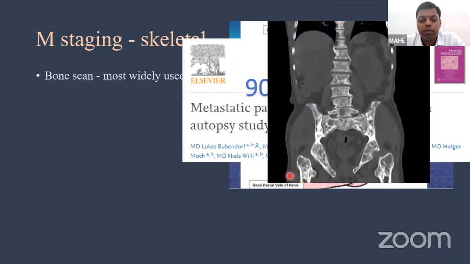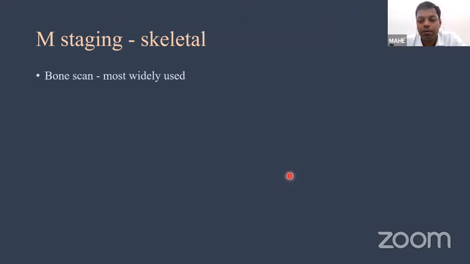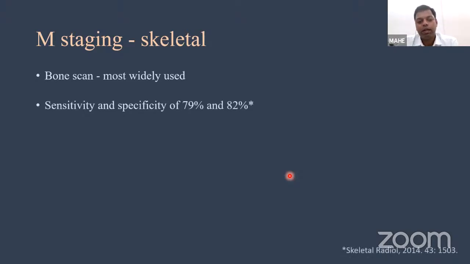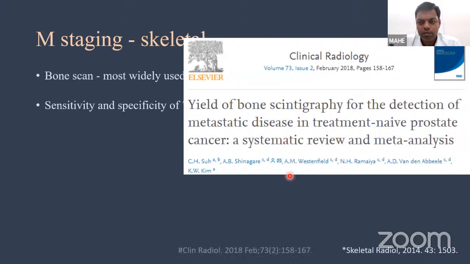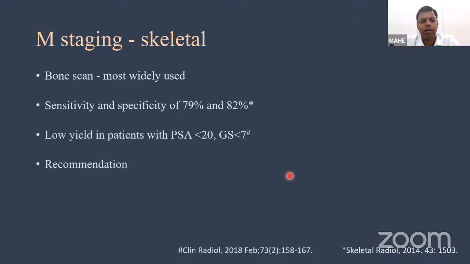More, actually, on autopsy, more than 90% of the prostate cancer patients had bone metastasis, particularly in the pelvis and the vertebrae. That's why the bone scan is so famous and is used till now. The sensitivity and specificity is very high for bone scan. The yield of the bone scan is high.